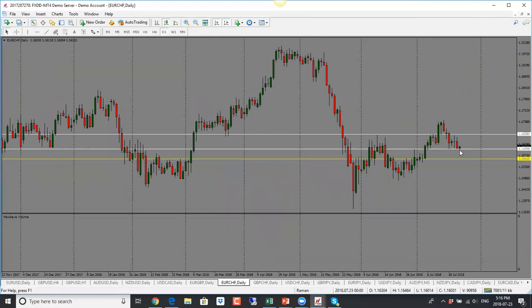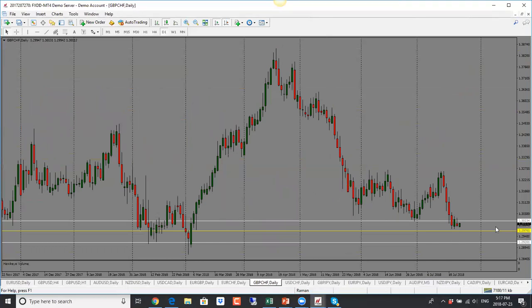Euro Swiss franc, bearish bias. We are into support here though, so we need to be careful with the support level, but that's a nice bearish engulfing candle close. So bias will be to the downside, looking for price to drop further into the 1.1560 area here. So bearish bias for Euro Swiss.